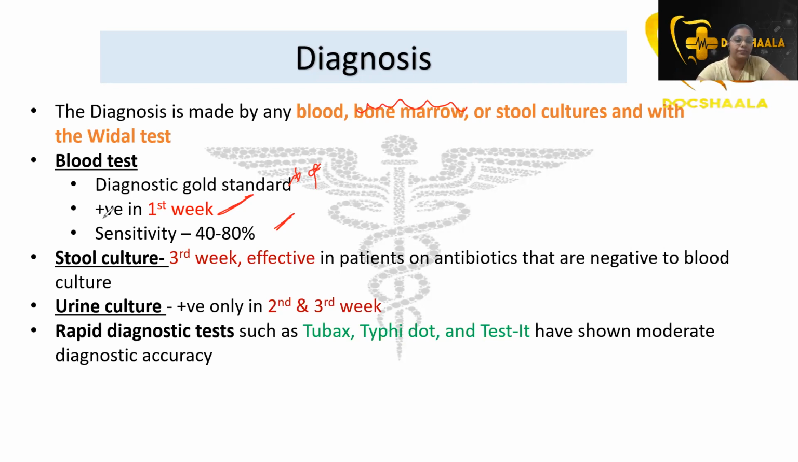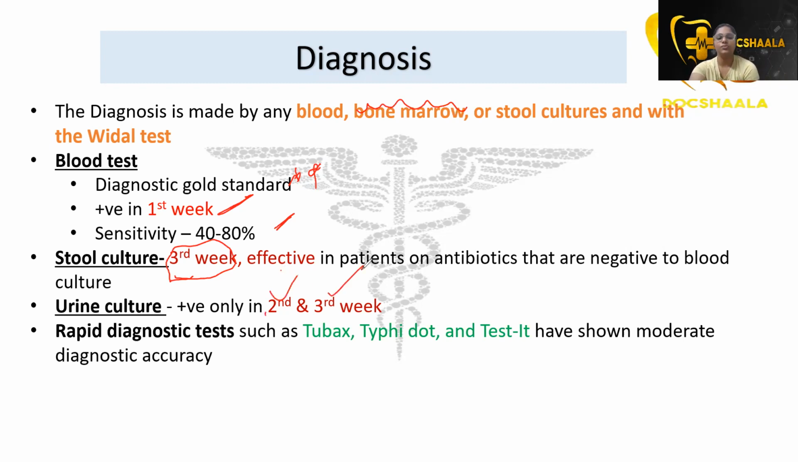Coming to the stool culture, it is taken in the third week. It is effective in patients even those who are taking antibiotics, and those who show negative blood culture. Sometimes blood culture may show negative when the stage advances. So there we can order a stool culture. Then urine culture is also positive only in the second and third weeks.